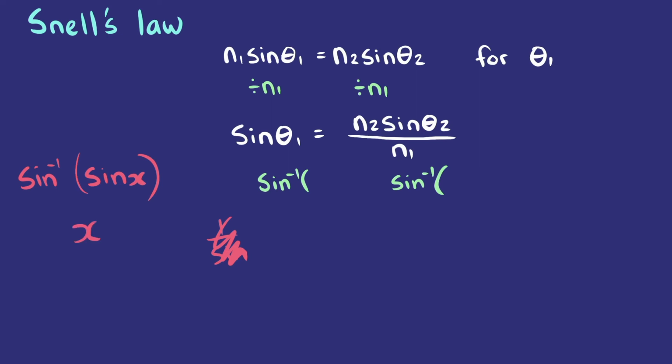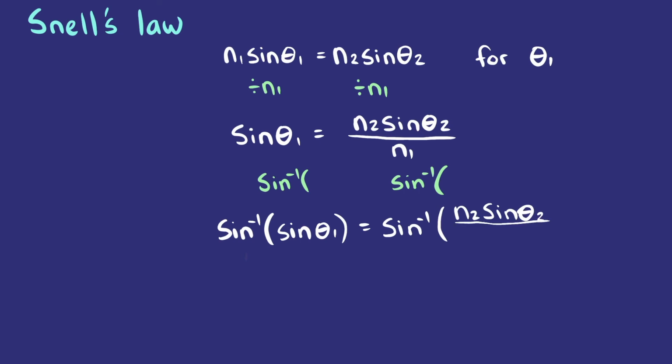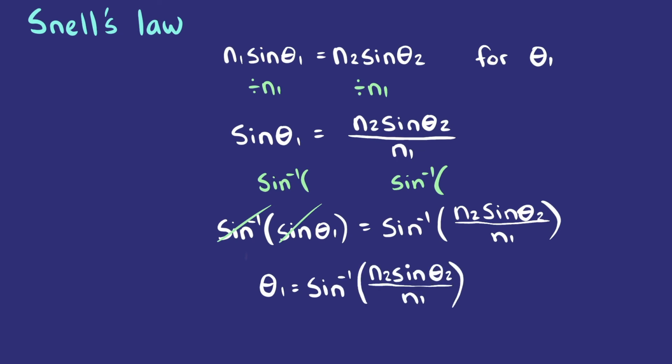In this case, I'm talking about the sine function, but the same applies for the cosine and tan functions, which have their own inverse functions. So if we take the sine minus 1 of both sides, our sine minus 1 undoes our sine, and we're left with the inverse sine of n2 sine theta 2 divided by n1.